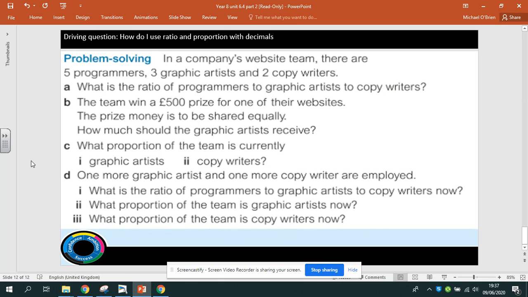So, there we are, part D, so it's about adding the graphic artists on. Have a read of that, use that question to answer the last part. And that brings us to the end of this lesson.